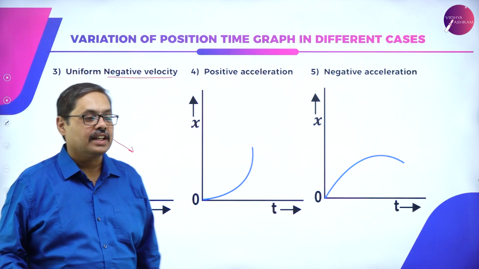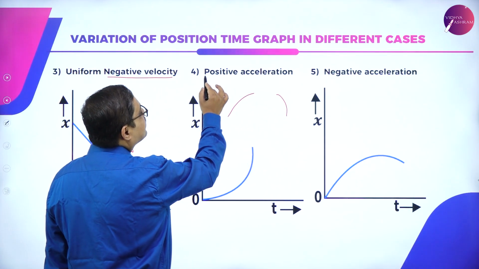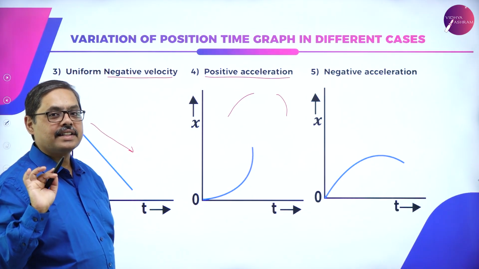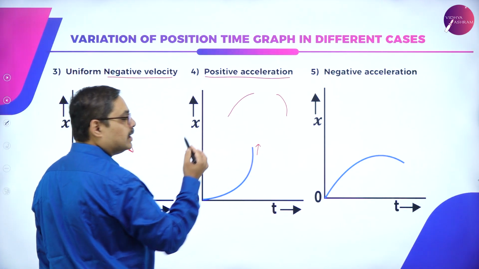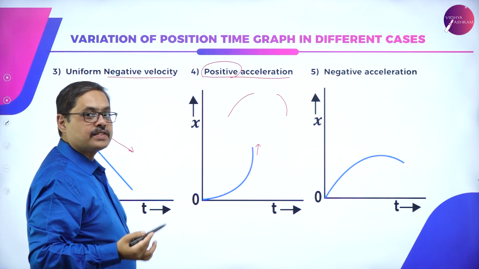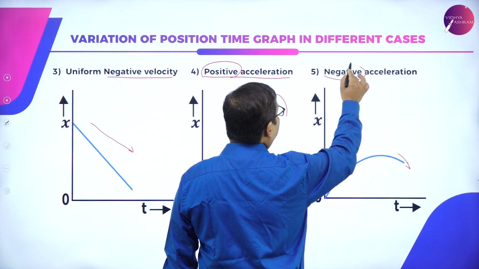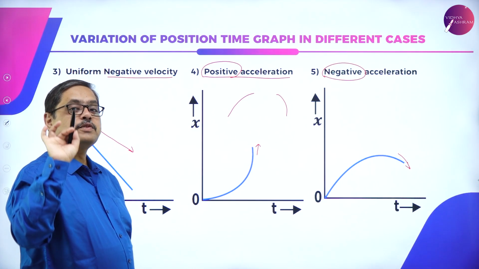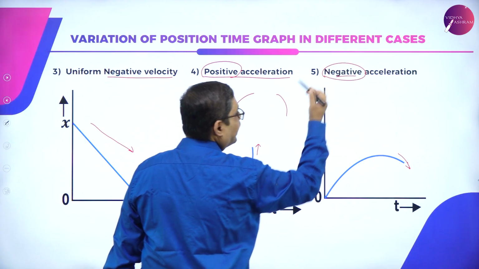Then what about acceleration? Any curved line represents acceleration. Please remember, any curved line on the PT graph will represent acceleration. What type of acceleration? If the curve is pointing upwards, it represents a positive acceleration. Similarly, if the curve is pointing downwards, it represents negative acceleration. Please remember, any curve represents acceleration. If it is pointing upwards, it represents positive acceleration. If it is pointing downwards, it represents a negative acceleration.